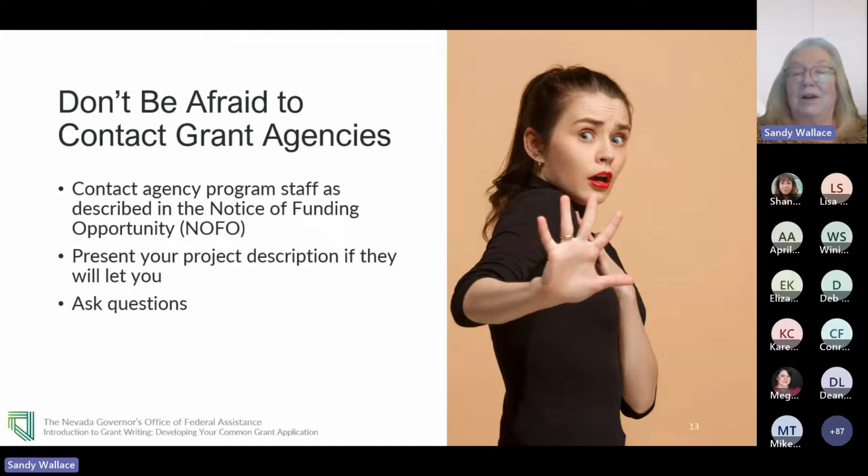Also, don't be afraid to contact grant agencies. Usually in the notice of funding opportunity for federal grants, they give you a contact person or a couple of people that you can contact for questions. Sometimes they'll let you present your project to them when you call. Sometimes they don't want to make comments or tell you whether they think it's a good idea or not, but it's your chance to ask questions of them, and sometimes they are open to hearing your ideas.